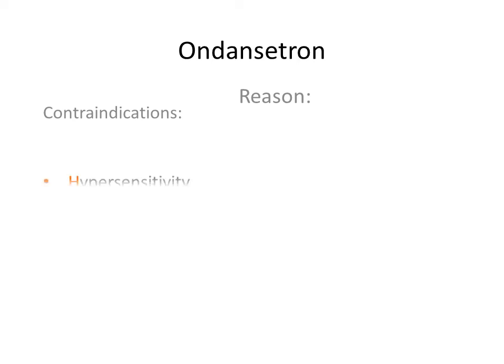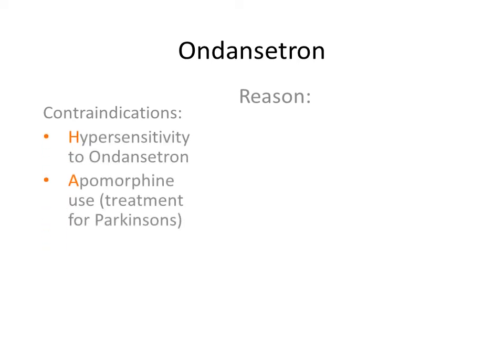Contraindications: hypersensitivity to ondansetron. When the patient's taking apomorphine, so this is a specific treatment for Parkinson's. Long QT syndrome, which again the patient will know. If you ask someone, they don't know what it means, chances are they don't have it. But long QT syndrome is just a heart condition where there's a bit of a delay in conduction of the electricity through the heart. So people will know if they have it.